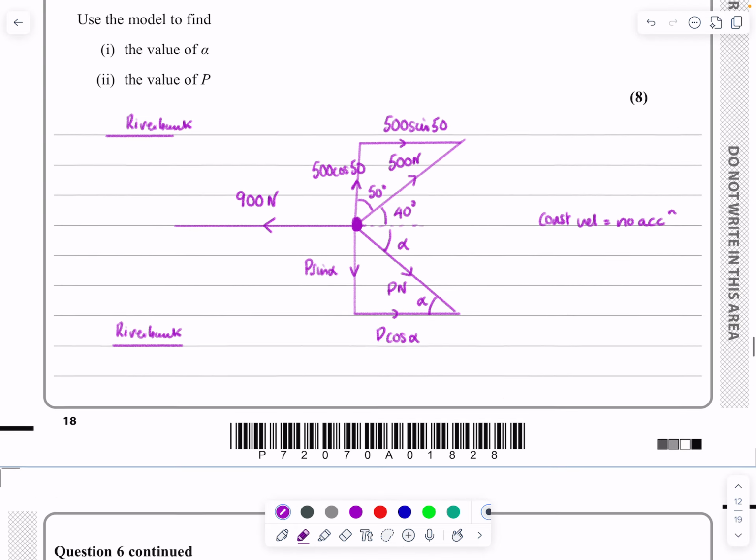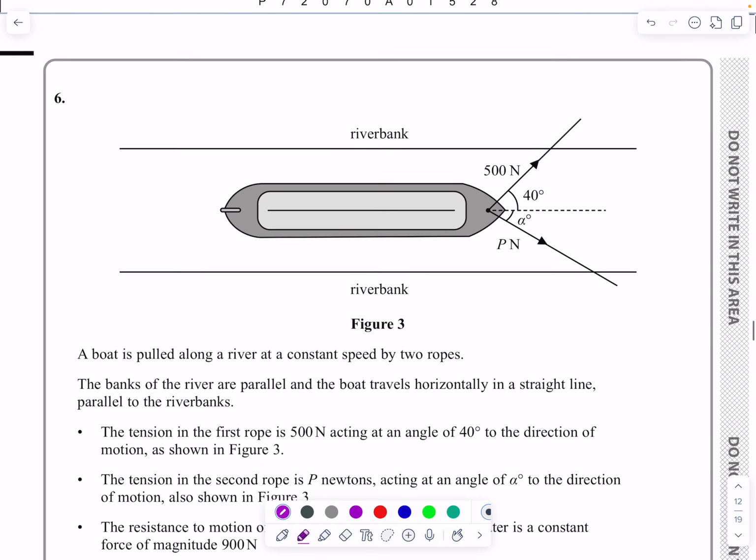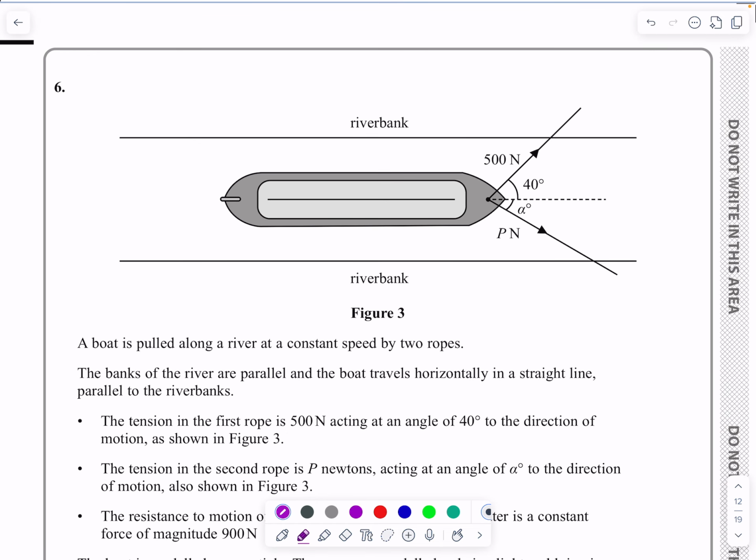So yeah, a relatively unusual question in terms of the diagram, but all the skills were fairly familiar to us, so we shouldn't have had too many problems with that one. Okay, hopefully that all makes sense to you.